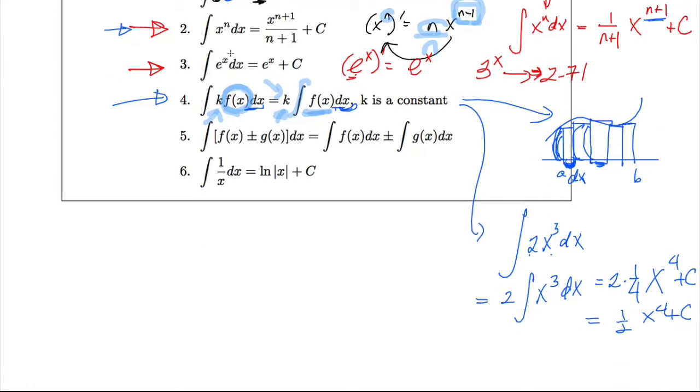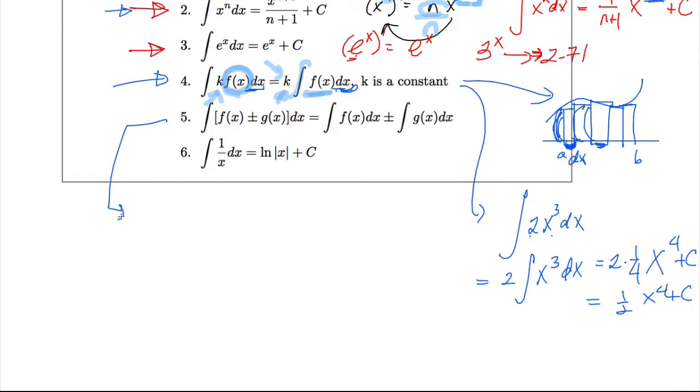Now for property 5, if you have a sum or subtraction, you can get the antiderivative separately and then add the results. So for example, if you have the integral of 2x cubed minus 3e to the power of x. Again, you always need a dx there. They will never give you a question with an integral symbol without the dx at the end. So this property is saying we can do this.